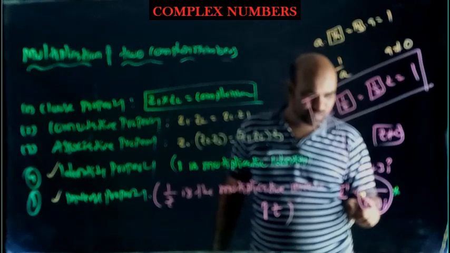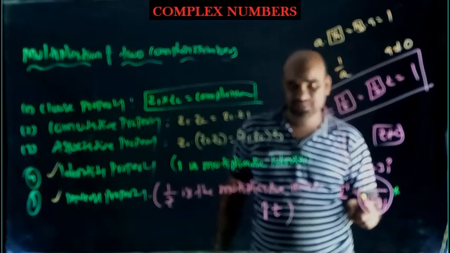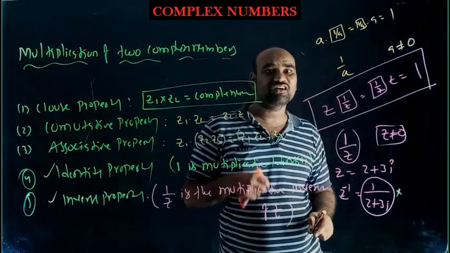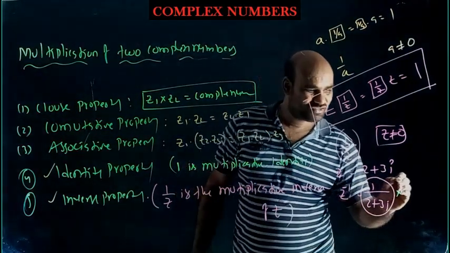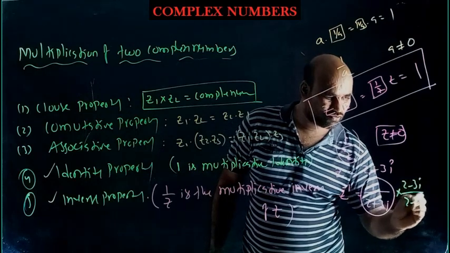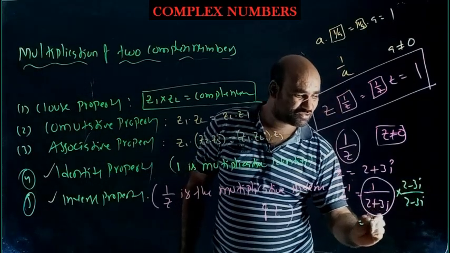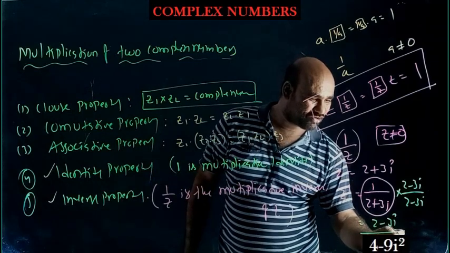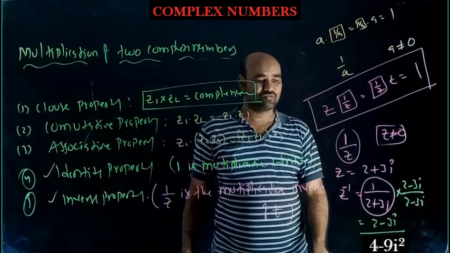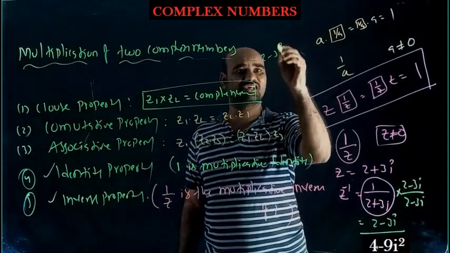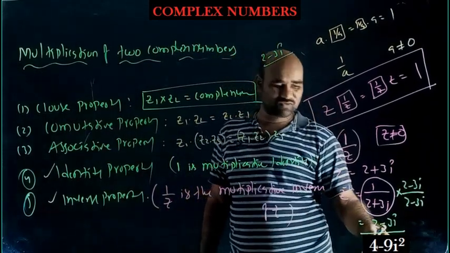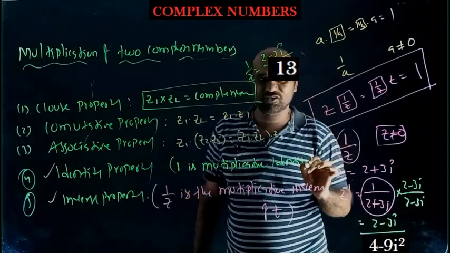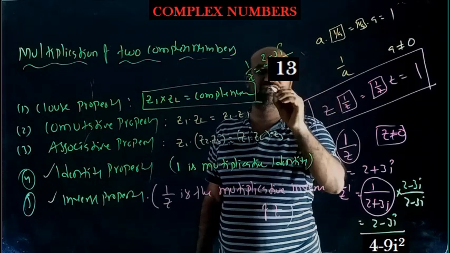1 by 2 plus 3 iota. This is a complex number. I want to make the denominator a real number, so I multiply with the conjugate and divide with its conjugate: 2 minus 3 iota by 2 minus 3 iota. So this is 2 minus 3 iota by 4 minus iota square, that is 2 minus 3 iota by iota square minus 1. So totally this is 1 by Z. This is not in standard form. You need to write in standard form.